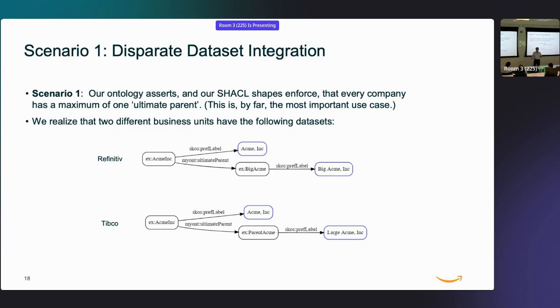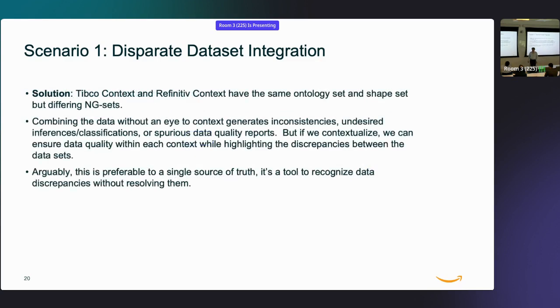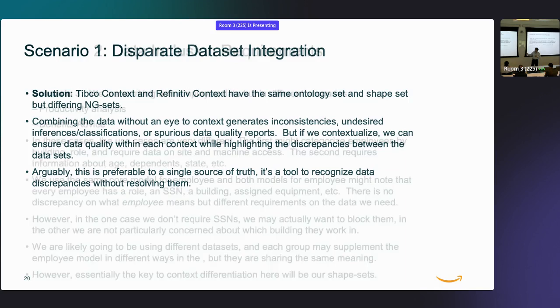I put these together in one knowledge graph, and what happens? I'm going to get an inconsistency because Acme Inc. now has two ultimate parents according to my data set. So obviously here we're proposing that we would create contexts, right? We have a Tibco context and a Refinitiv context, but they can use the same ontology, and we reason differently in each context. I can make sure that my Tibco data is locally consistent, and that my Refinitiv data is locally consistent, and I'm not going to jam up my reasoner and generate inconsistencies. I'm going to rush through a couple of these because I'm running out of time.